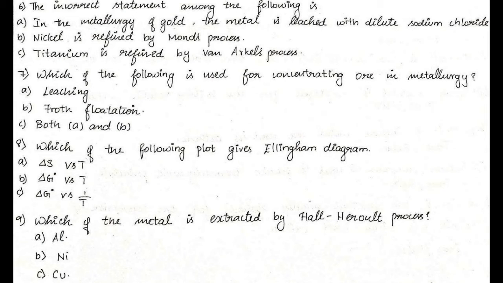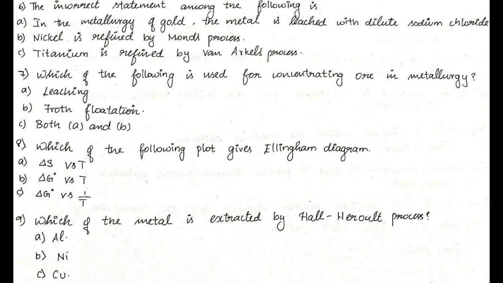Sixth, the incorrect statement among the following is dash. Option A, in the metallurgy of gold, the metal is leached with dilute sodium chloride. Option B, nickel is refined by Mond process. Option C, titanium is refined by Van Arkel process.